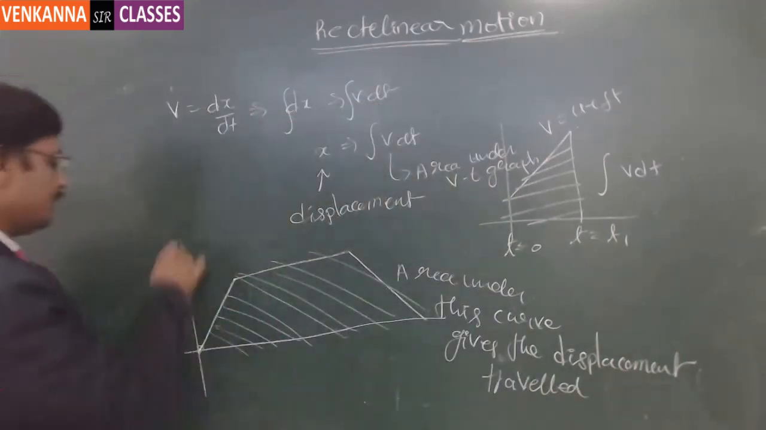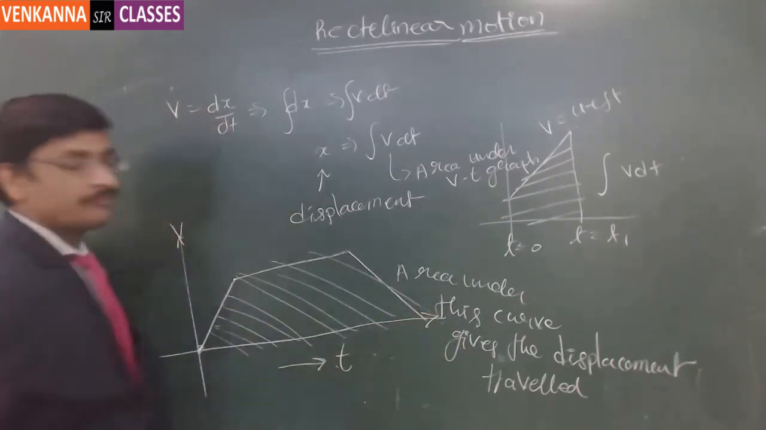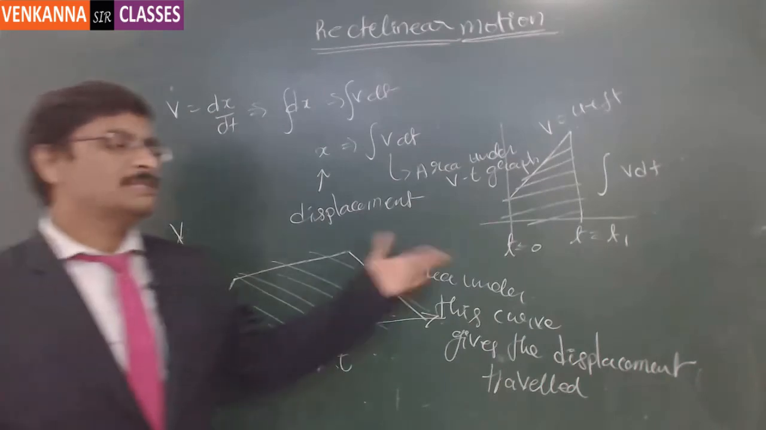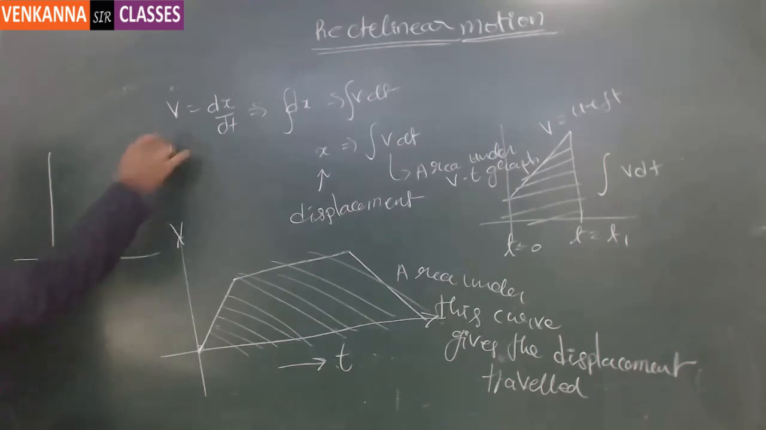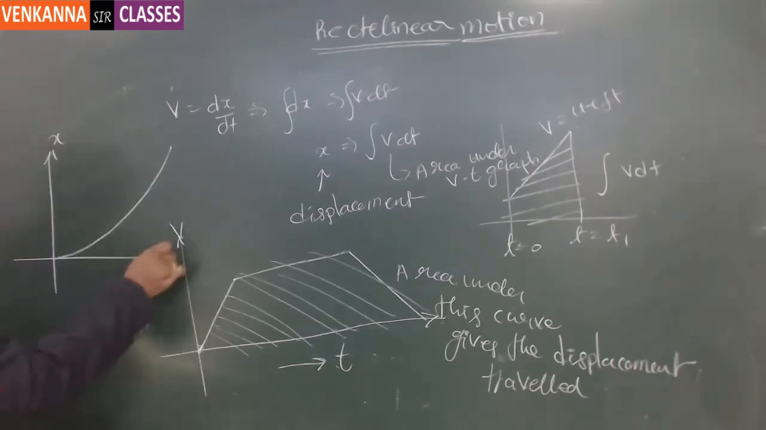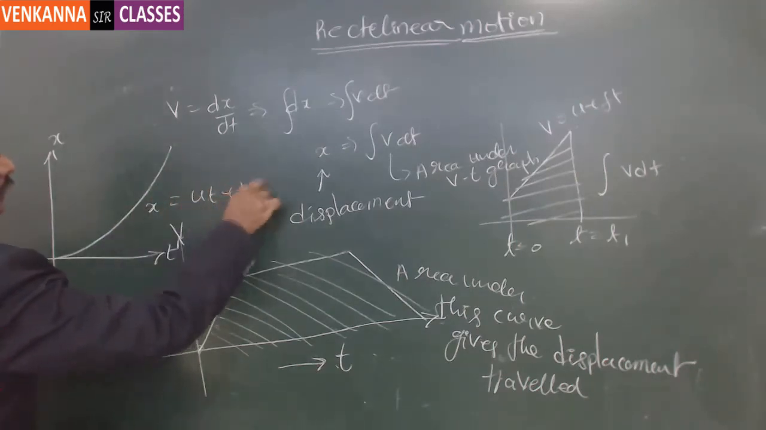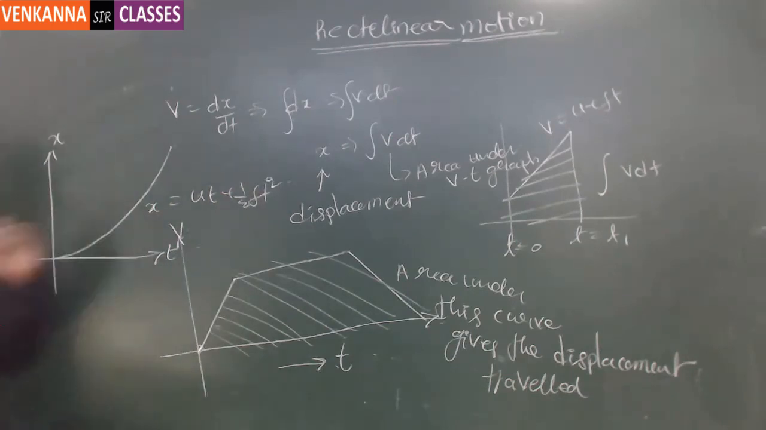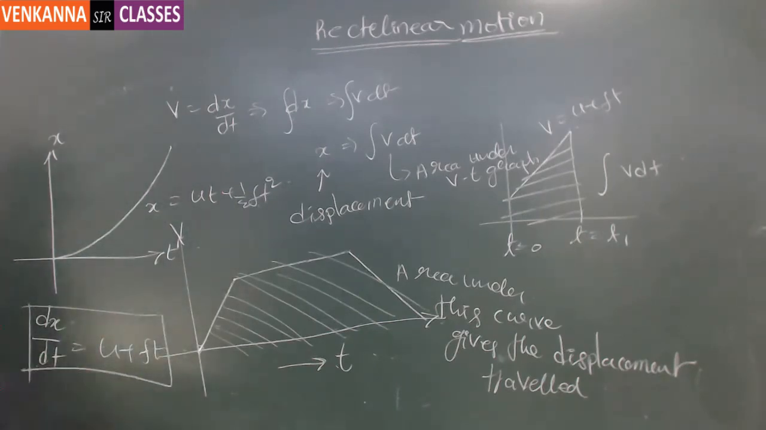So this is the velocity and this is the time. And then the displacement versus time graph, if you notice, is this one. So this is x and this is t. Now x equal to ut plus half ft square is this graph. If you take the derivative of this, dx by dt is equal to u plus ft.